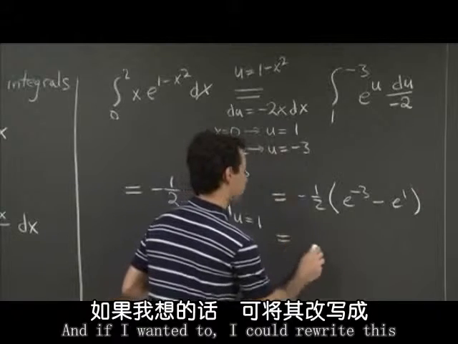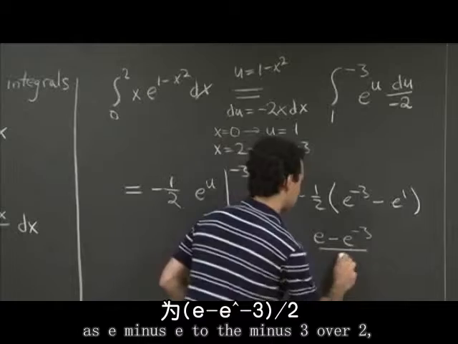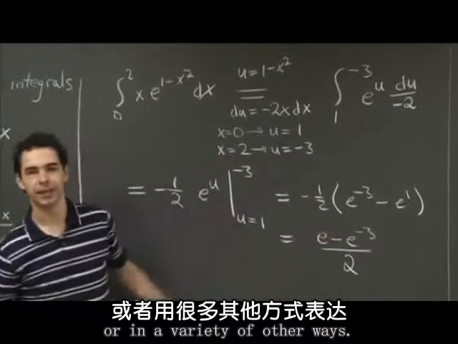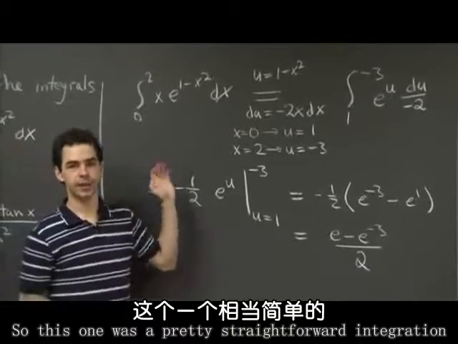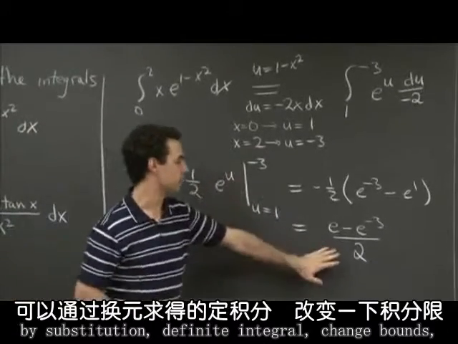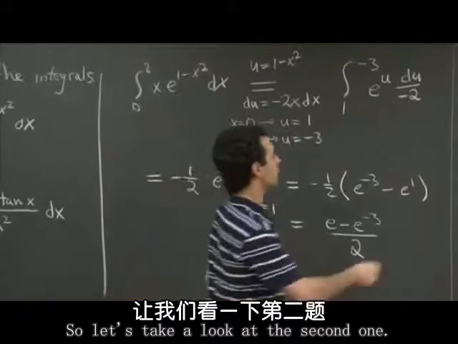OK, and if I wanted to, I could rewrite this as e minus e to the minus 3 over 2, or in a variety of other ways. All right, so this one was a pretty straightforward integration by substitution, definite integral, change bounds, and at the end you get this answer. So let's take a look at the second one.